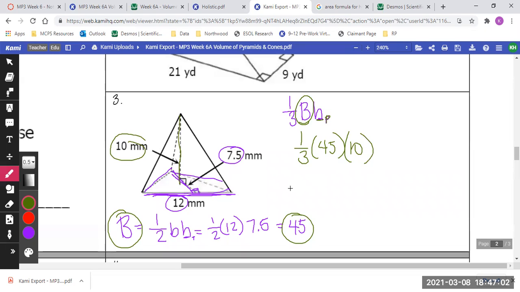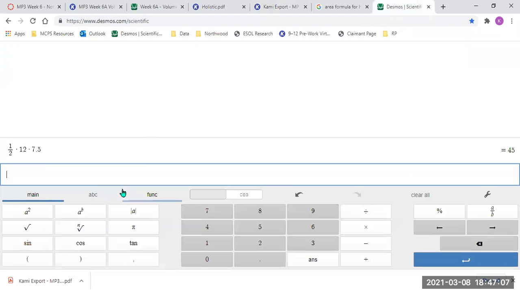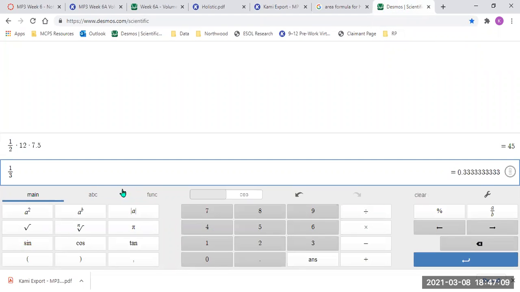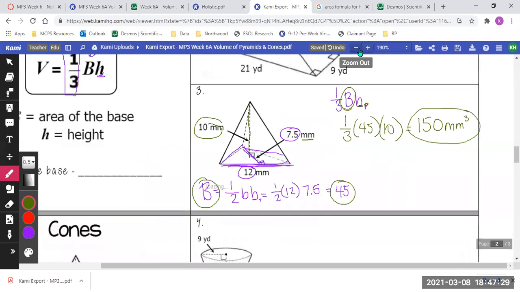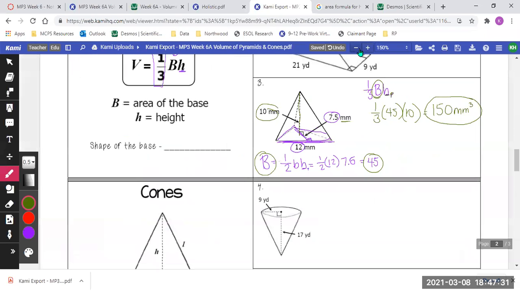All right. So it may look tough with that 1/3, but 1/3 of 45, I will show you. 1/3 times 45 is 15. And then we multiply that times 10, and we will get 150. What is it 150 of? It's 150 millimeters cubed. So that is how you will find the volume of a pyramid. We're just throwing a third in front of it. And yes, it's always going to be a third.